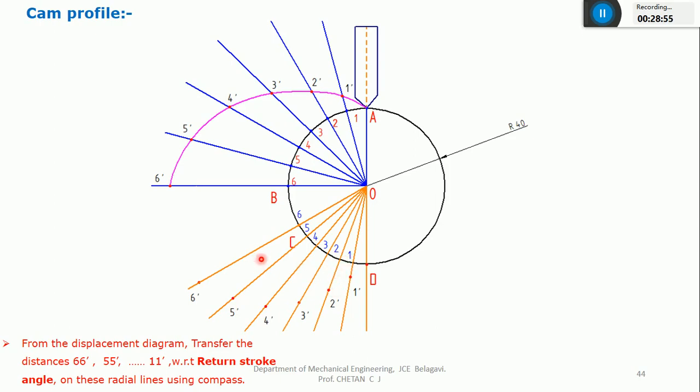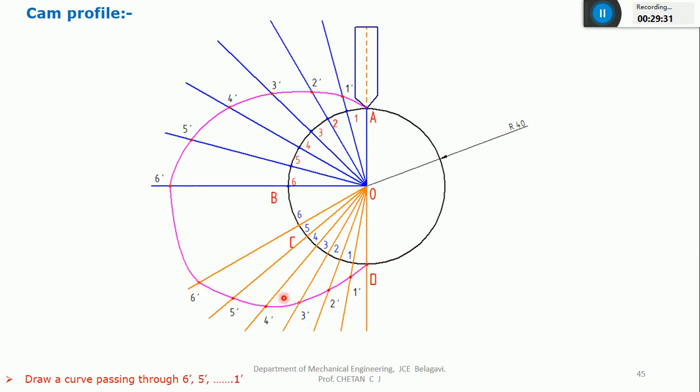It means I have transferred all the 6 distances from the displacement diagram with respect to the return stroke angle. You can see the instruction which is given here. From the displacement diagram, transfer the distances 6 dash up to 1 dash with respect to the return stroke, with the help of a compass. After this, I'll draw a smooth curve passing through these 6 dash, 5 dash up to 1 dash. I'll continue, I'll start from here.